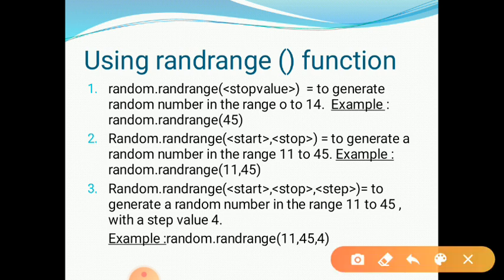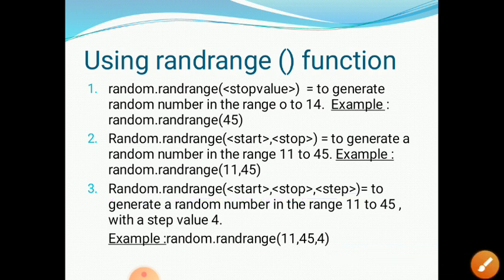Now the next function is random.randrange with start, stop and step. Suppose I want to generate a number with a step, so for that we pass one more argument to our function. The first is the starting value, from where it starts, then the stop value, and then the step value. So here I pass 11 as the starting value, 45 as the stop value, and the step value is 4.